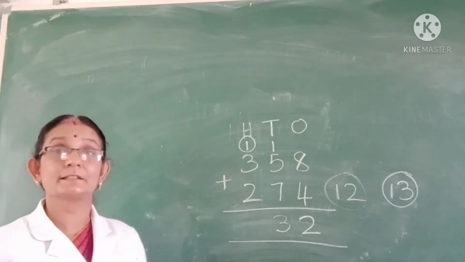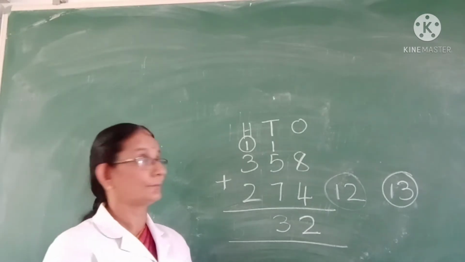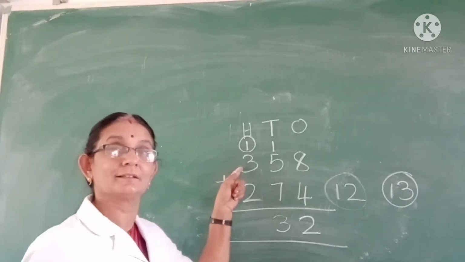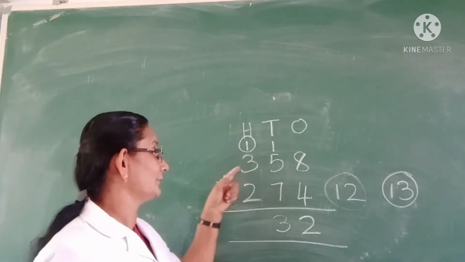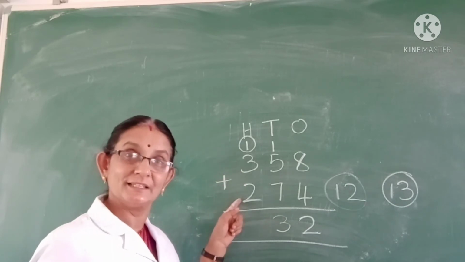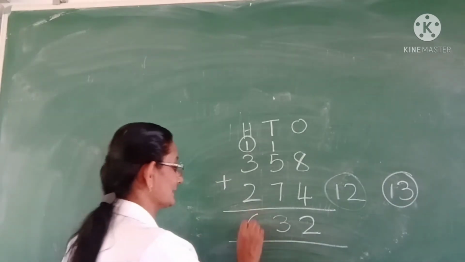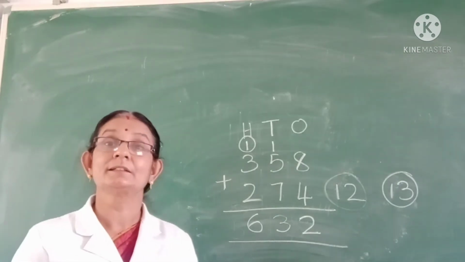Now let us add the digits in the hundreds place now. 1 plus 3, yes, 4, and 4 plus 2, yes, 6. So the answer is 632.